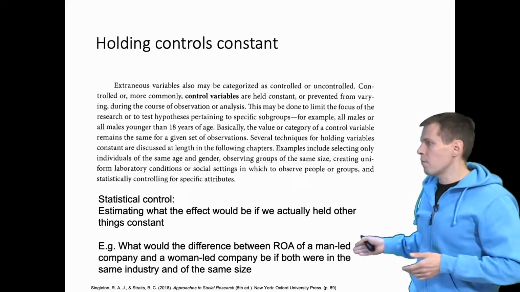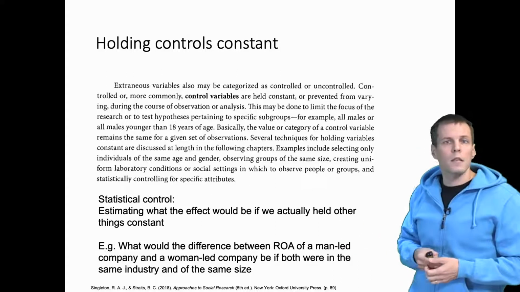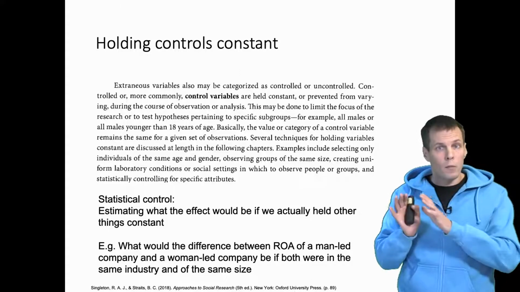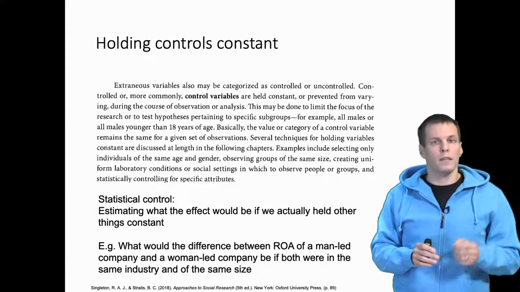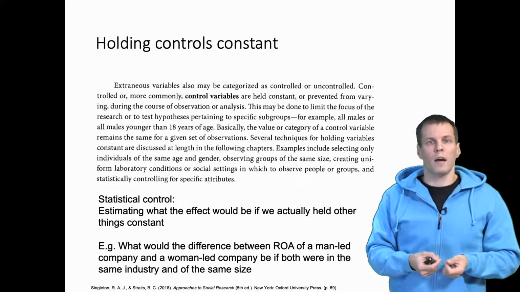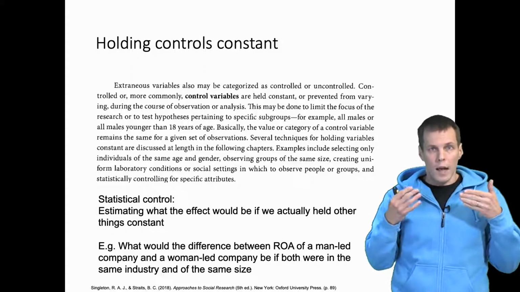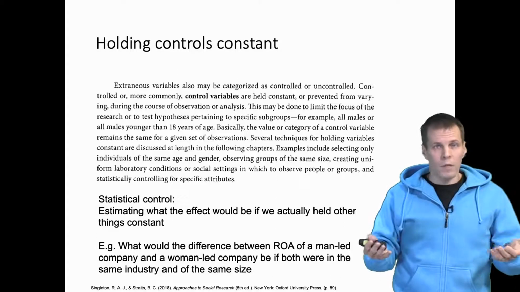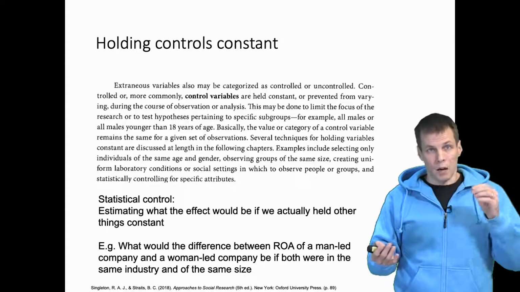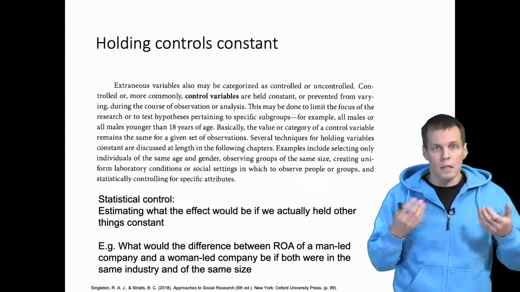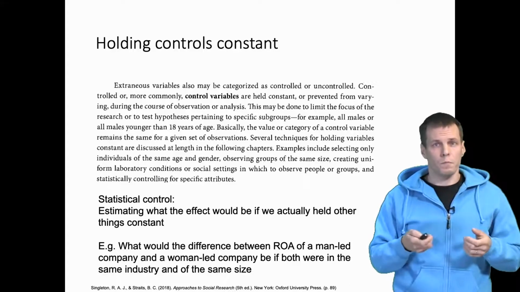So for example, what would be the difference between women and men-led companies in ROA if the women and men-led companies were the same size and in the same industry? Statistical controlling allows us to answer this kind of questions without actually having to observe companies that are all of the same size and in the same industry. And this is why statistical controlling is very useful.